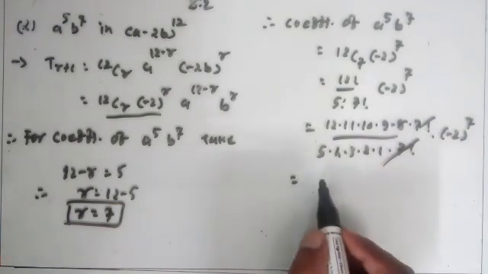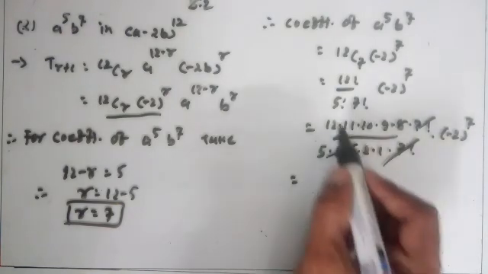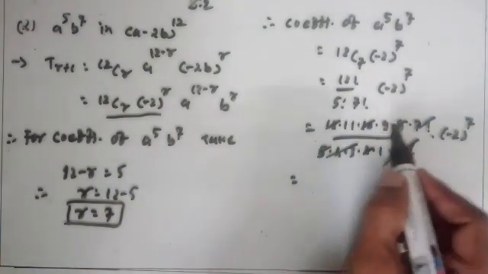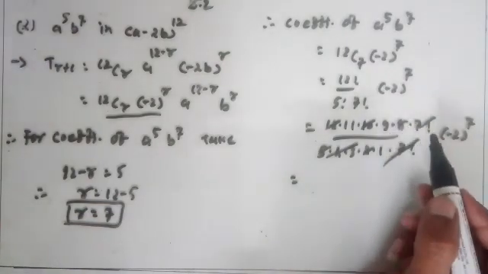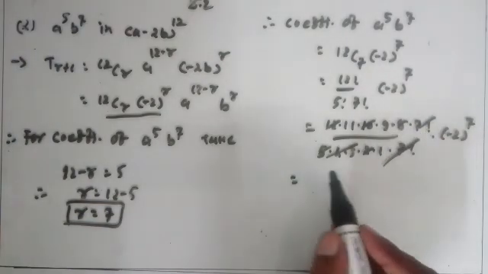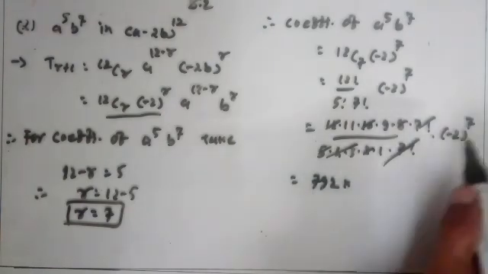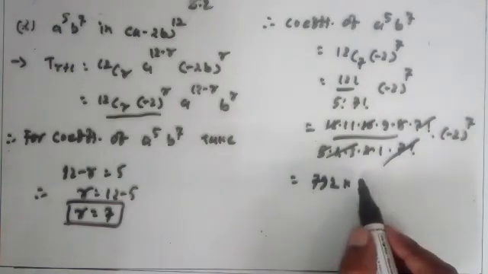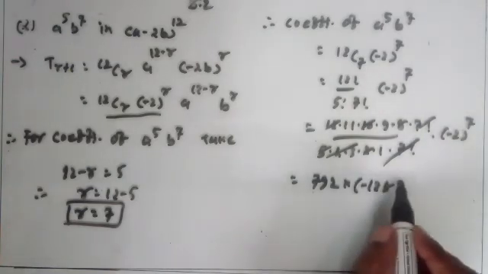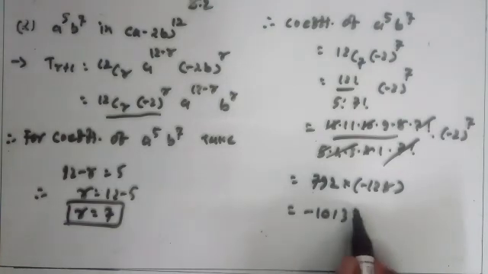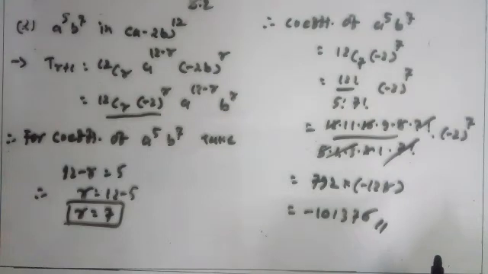Now simplify this: 4, 3, 12; 5, 2, 10. So 11 into 9 into 8 is equal to, using calculator, 792 into minus 2 raised to 7, which is minus 128. So using calculator, find this number: 101376. Okay. So this becomes the coefficient of a raised to 5, b raised to 7.